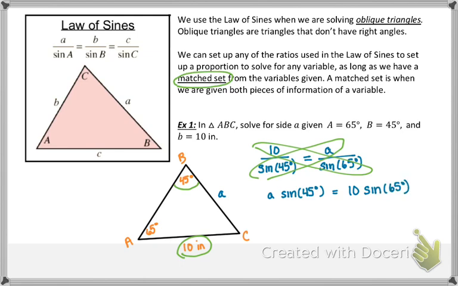And then to solve for a, I can just divide by the sine of 45 degrees. Now, when you put this into your calculator, you want to be careful and make sure you close the parentheses for the sine of 65 before you divide. Otherwise, it's going to give you an incorrect answer. So in my calculator, type in 10 times the sine of 65 degrees, close your parentheses, and then divide by the sine of 45 degrees, close your parentheses.